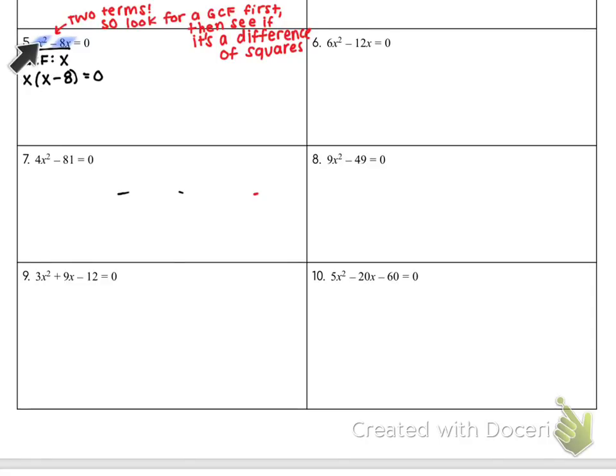We took out an x, right? So there's 1 x left here, and there's no x's left here. So it's just x minus 8, and I'm going to set it equal to 0. Now, see how they're both in factored form? There's parentheses here, right? So we can just divide it up.